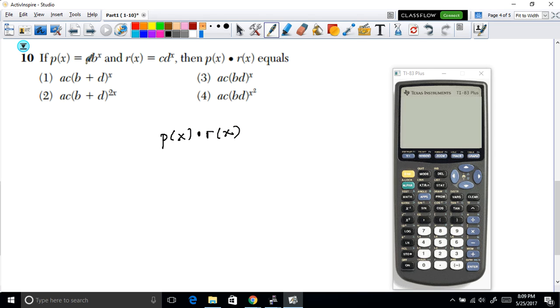We know that p of x is abx. So we have a b to the x times, but we know that r of x is equal to c d to the x. So we have c d to the x. Perfect. So now if you're multiplying, you can multiply the outside. So we're going to have a times c. But notice that here b and d have the same exponents, so you can rewrite this as bd to the x.